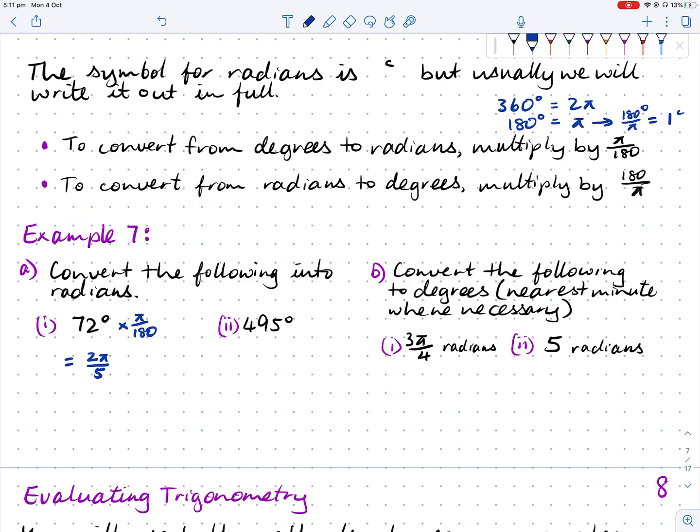We can also have angles that are larger than 360. Again, we'll multiply by pi over 180. So again, leave the pi there. We're just going to calculate the numbers. 495 over 180, and that's going to be 11 pi over 4.